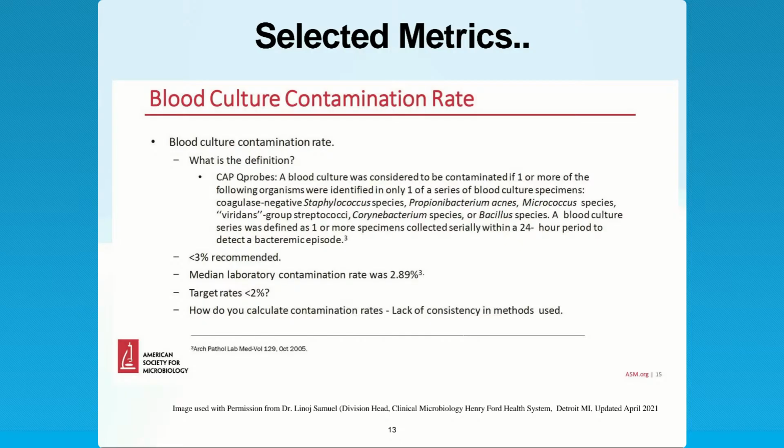So the American Society of Microbiology put together kind of an overview of blood culture contamination rate. And they said anything under 3% is recommended, and that we should aspire for at least under 3, and really we should target under 2. But they didn't tell us how to do it, and they didn't tell us how to measure it.